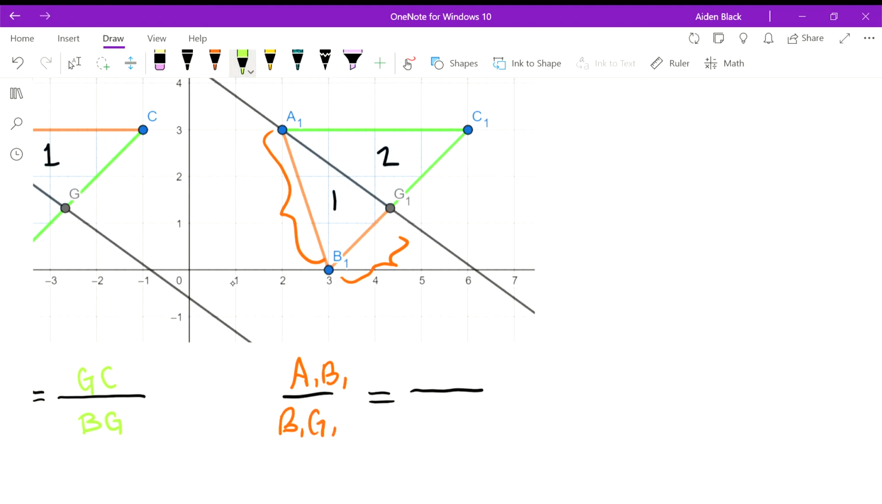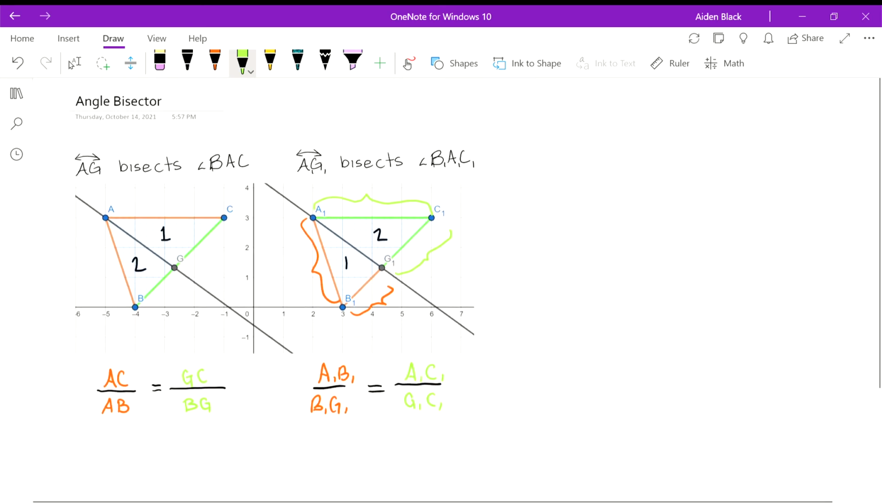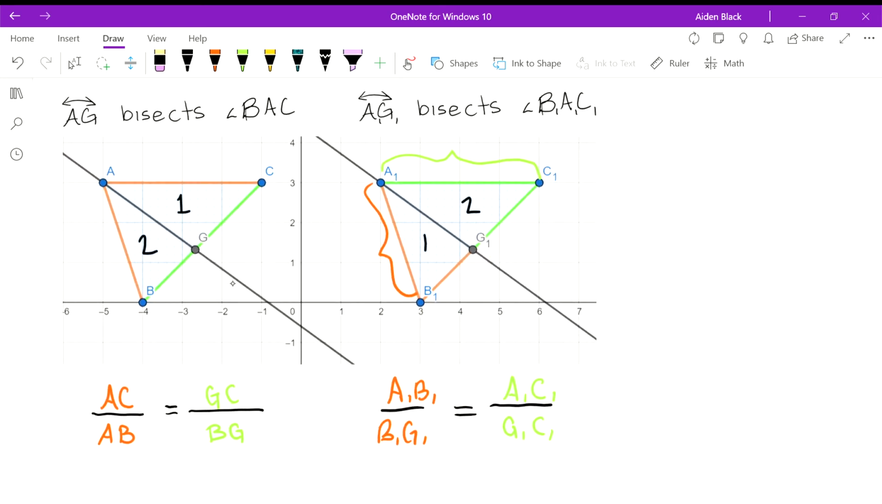Then, since we use the long side for the numerator in our first ratio, we're going to use the long side of the second triangle, so A1, C1. Right? Do you see how those correlate? Which means we need to divide that by this length, the shorter one, G1, C1. These should be equal. So just take a look at that and understand how you can use these proportions.